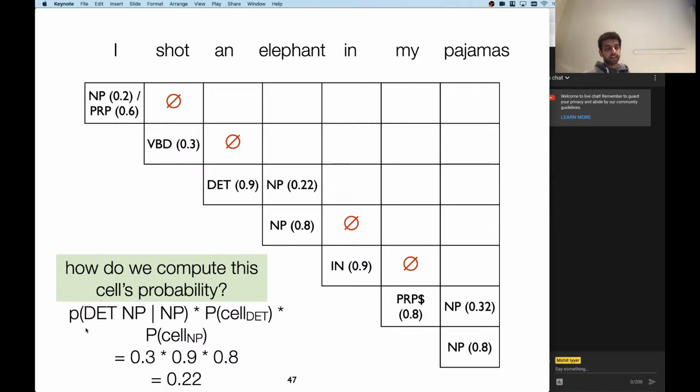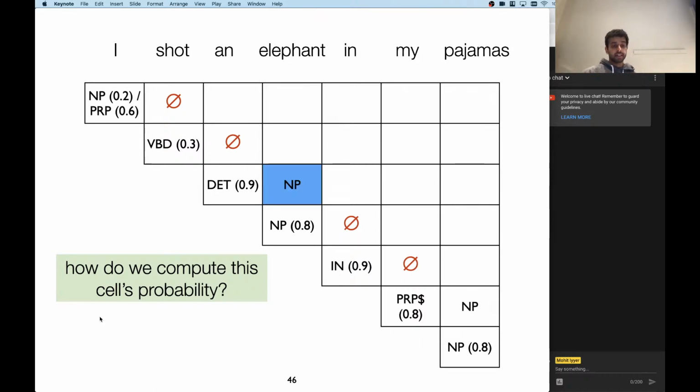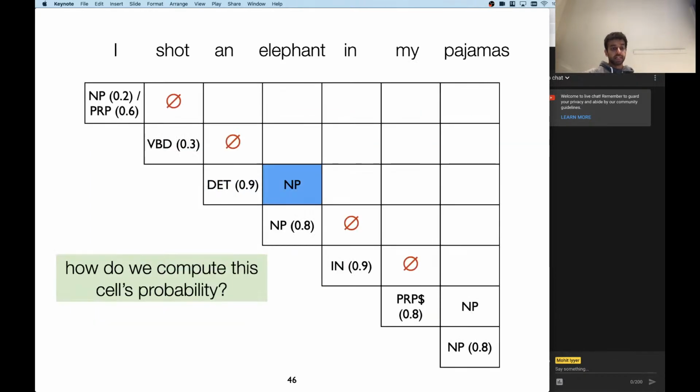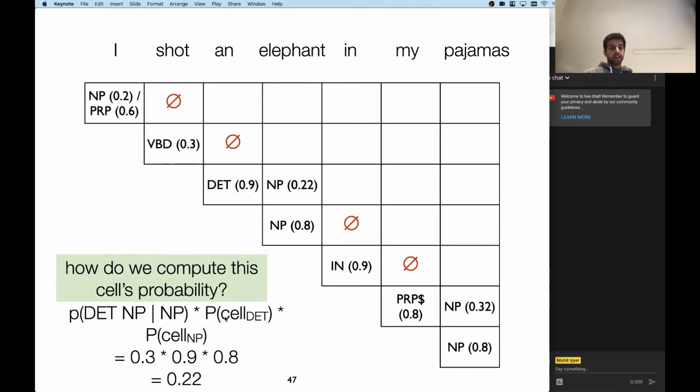So you can see it here. This is the probability of the rule that we're currently applying in the cell. This is associated with this line here, the probability of an NP being formed by a determiner and an NP. That's 0.3. So this is 0.3. Then we have to multiply that by the probability of this cell being a determiner and this cell being an NP. So we get 0.3 times 0.9 times 0.8, and we can fill in the probability of the cell as 0.22. So you can see that for longer sentences, we're just multiplying out these probabilities.